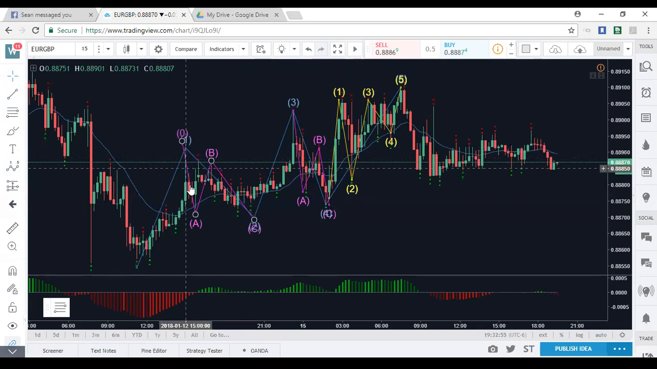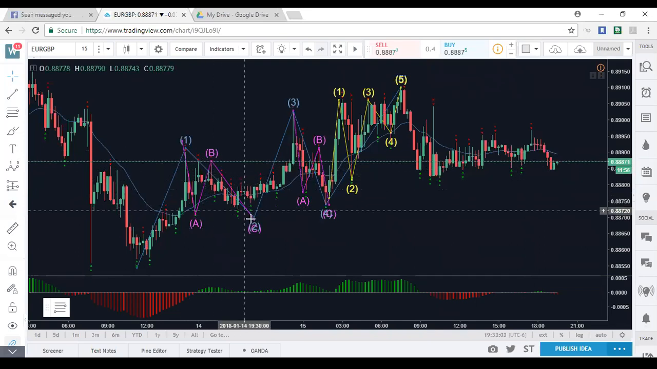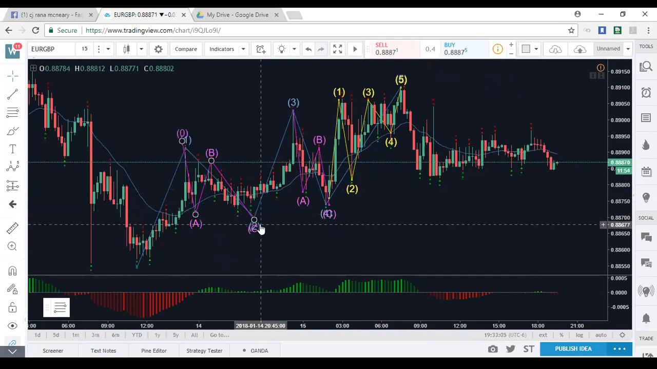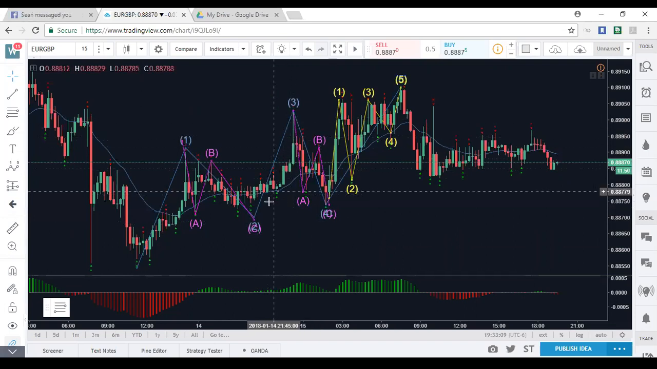I mean, this is wave A, I'm sorry. From this high to this low is wave A. From this low to this high is wave B. From this high to this low is wave C. Okay? From this low back to this high, that's another impulse leg. That's another impulse move.